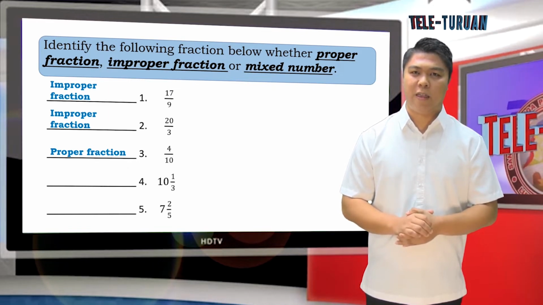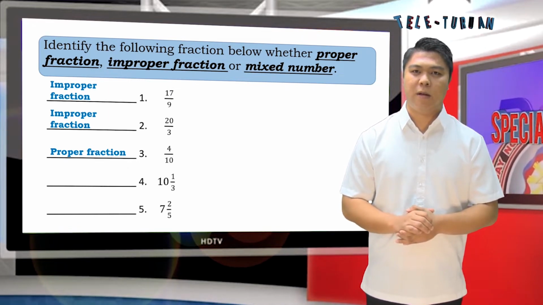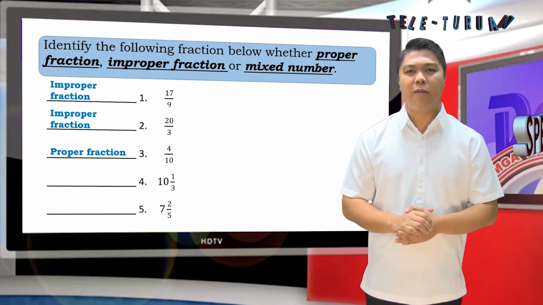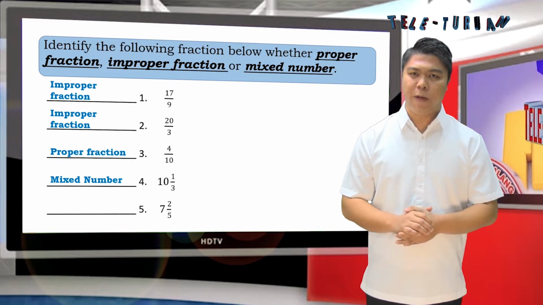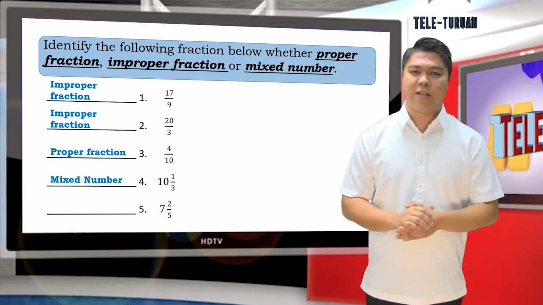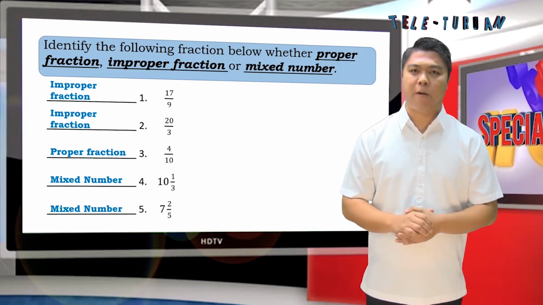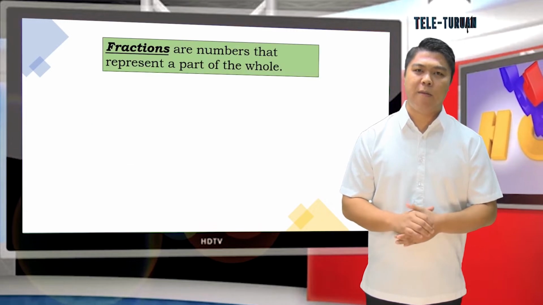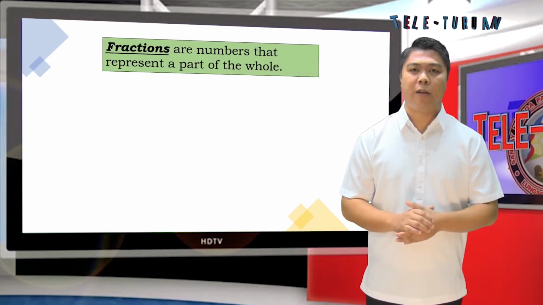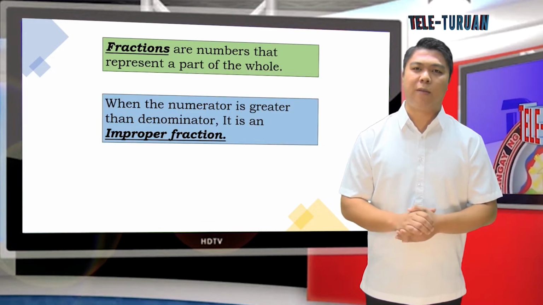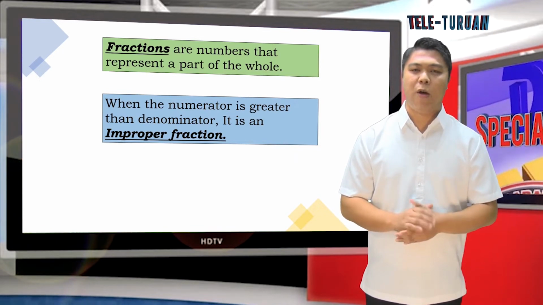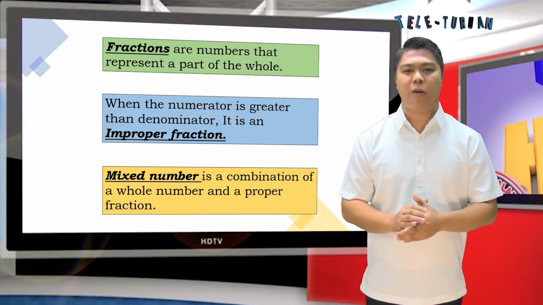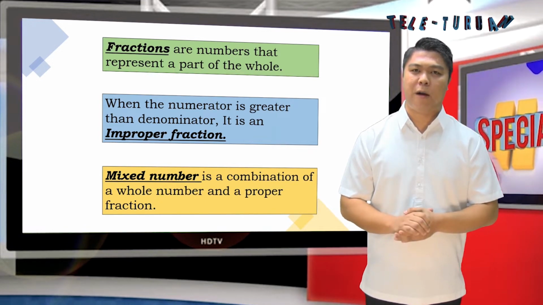Number 4, 10 and 1/3. Very good. 10 and 1/3 is a mixed number. Number 5, 7 and 2/5. Correct. 7 and 2/5 is a mixed number. Fractions are numbers that represent a part of the whole. When the numerator is greater than the denominator, it is an improper fraction, while mixed number is a combination of whole number and the proper fraction.